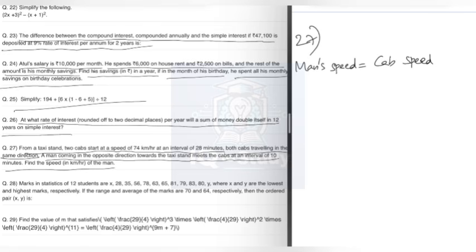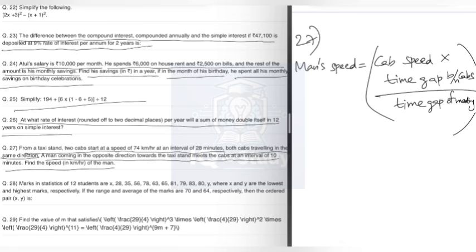Man speed is equal to cab speed into time gap between cabs divided by time gap of meeting, minus 1, times cab speed.